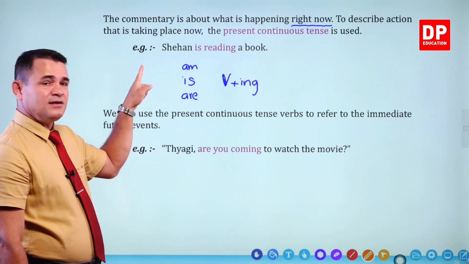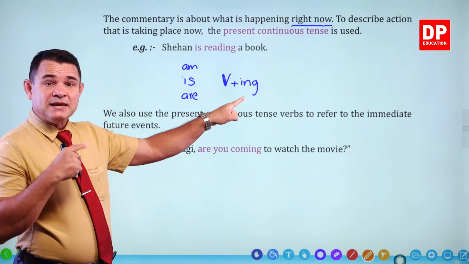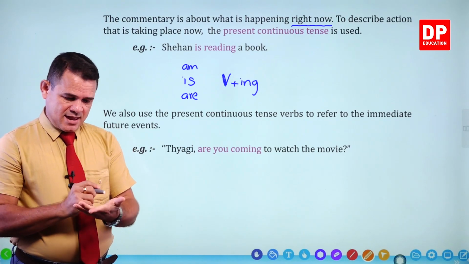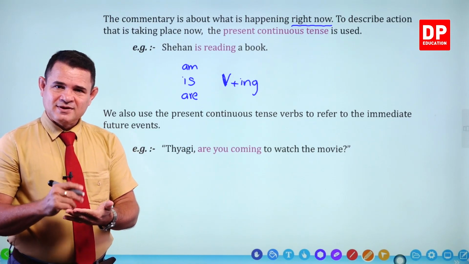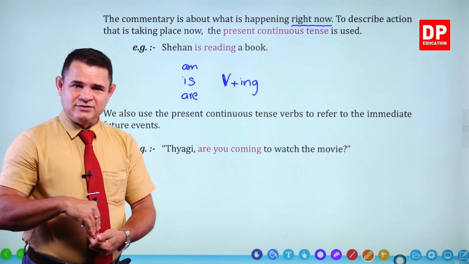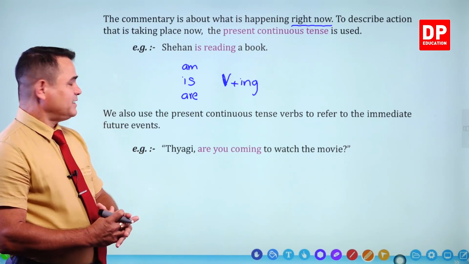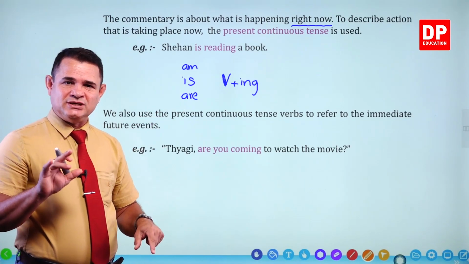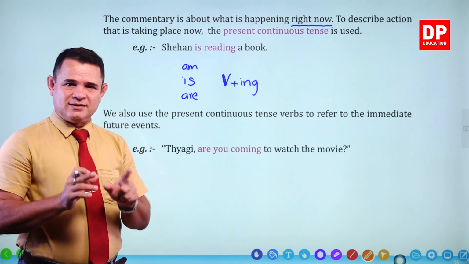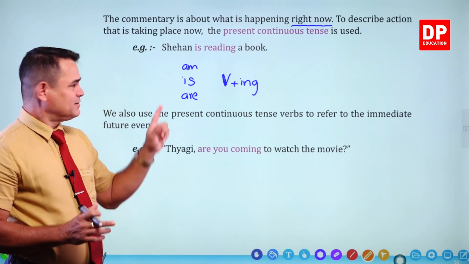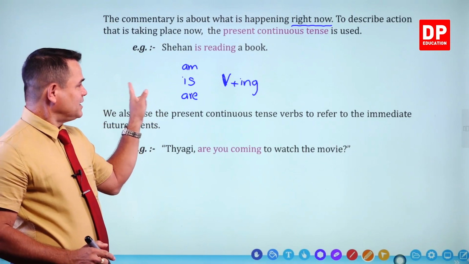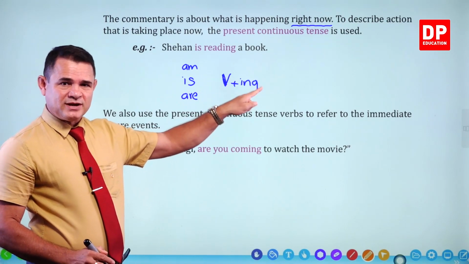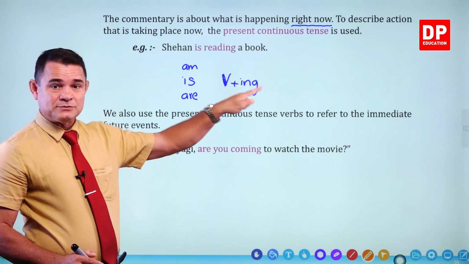For example, I am speaking, I am reading, I am writing. Now happening. Okay, then you know is used with he, she, it, or any name. He is reading. He is playing.